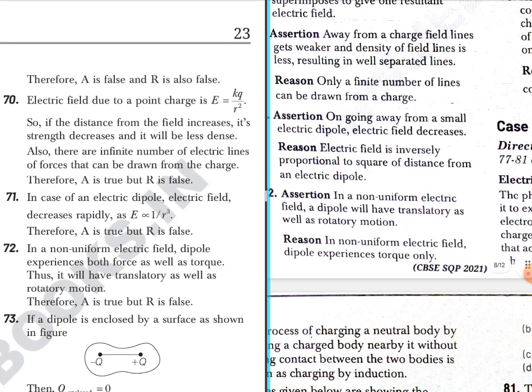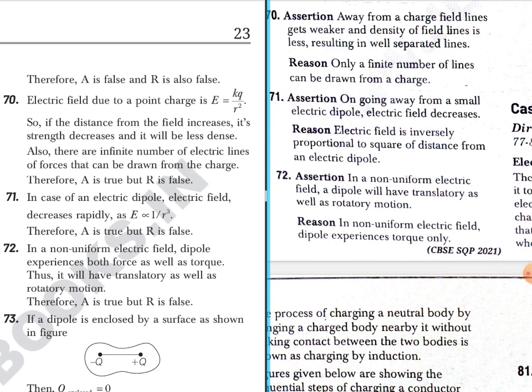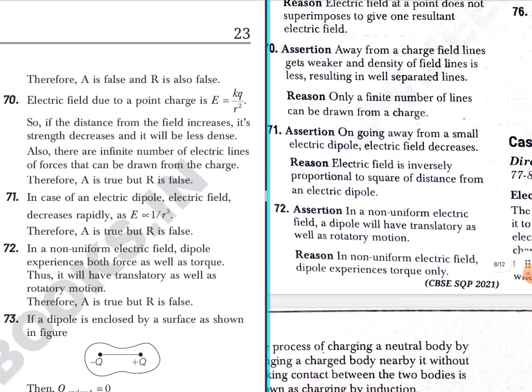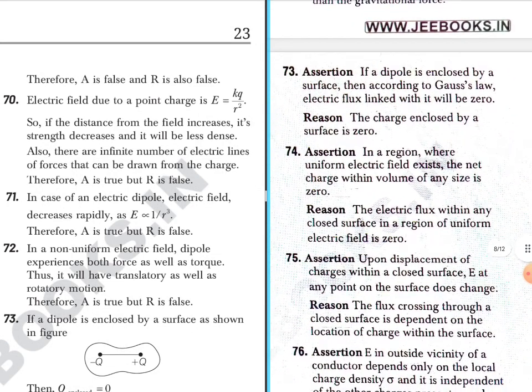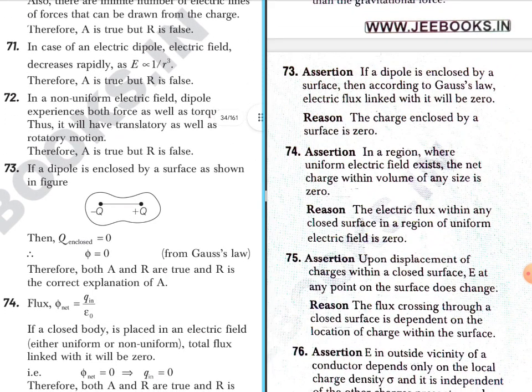72nd: in a non-uniform electric field, a dipole will have translatory as well as rotational motion, which is true. And the reason: in a non-uniform electric field, a dipole experiences torque only. No. Okay, so then 73rd question. If the dipole is enclosed by a Gaussian surface, then the flux coming out will be 0, true. The charge enclosed by the surface is 0, that's also true, and that's the right explanation too.